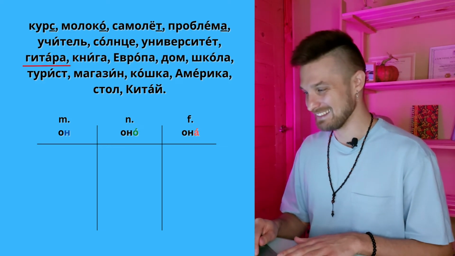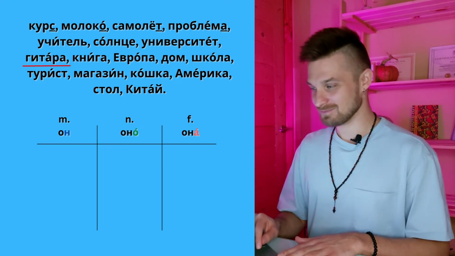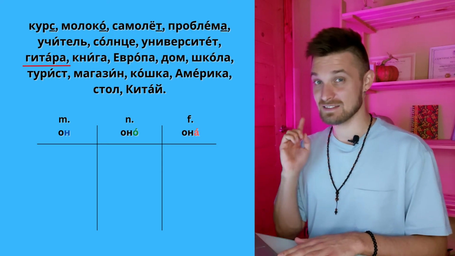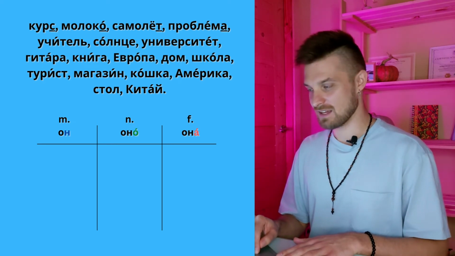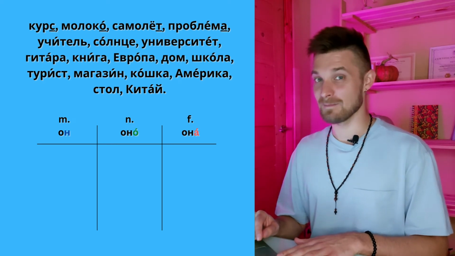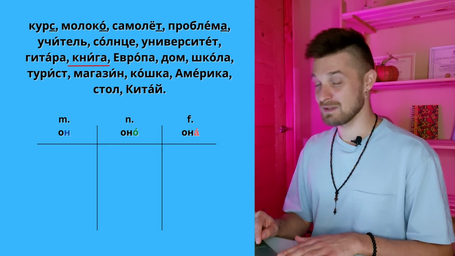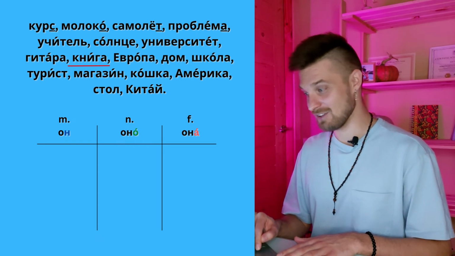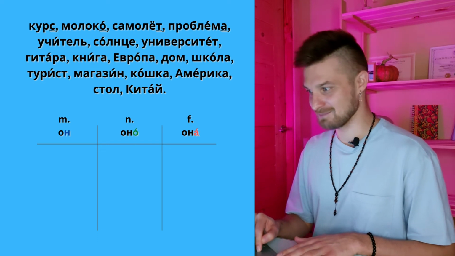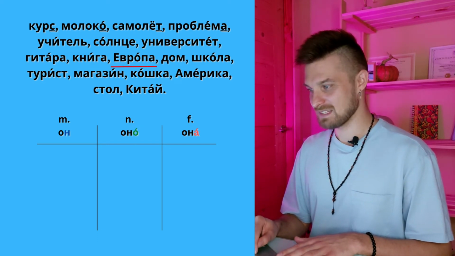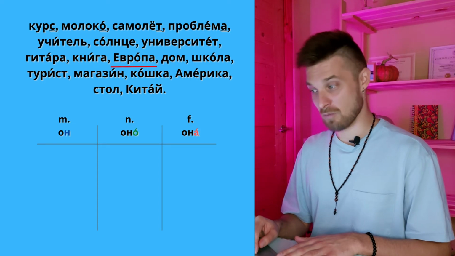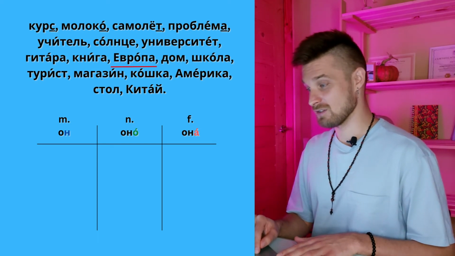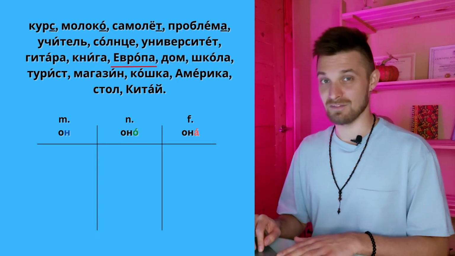Гитара. Гитара ends with a and it's feminine. Okay. The next one. Книга. Книга means book. Also ends with a like гитара. And we put it in the feminine column. Европа. Европа ends with a and it's also third column, feminine.